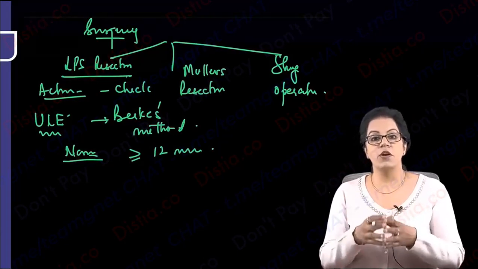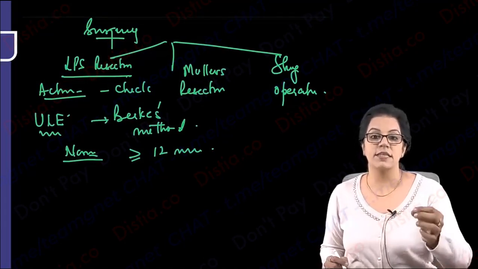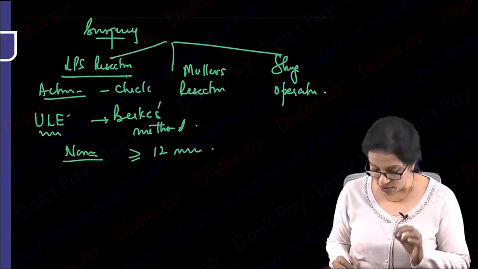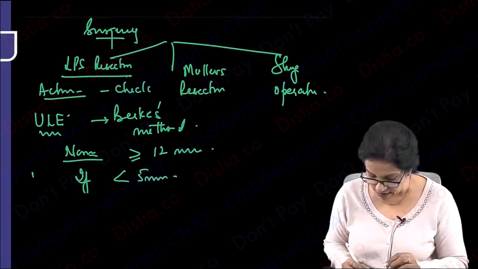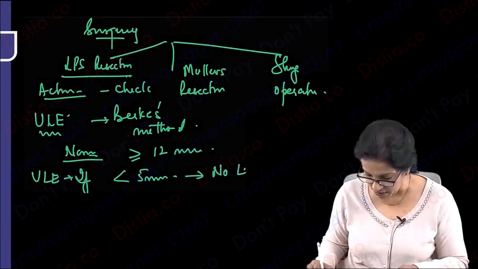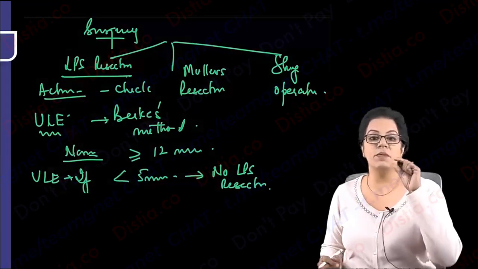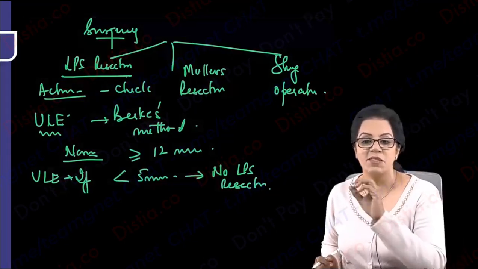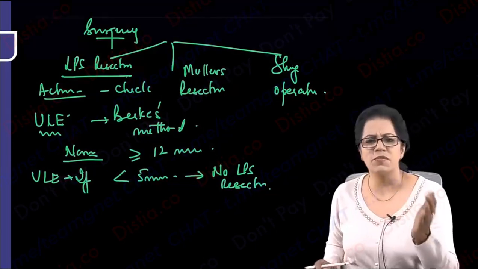When should I not do resection? When it is less than 5 mm. So the cutoff is, if the upper lid excursion is less than 5 mm, don't do LPS resection. It is of no use. That means I need minimum 5 mm action for the LPS resection to be successful. Got it? Some books say 4, some say 5.